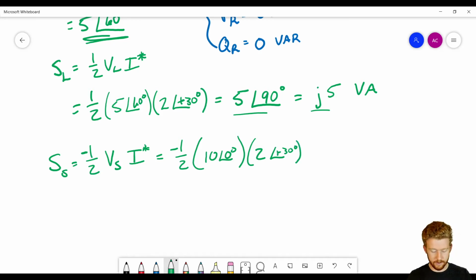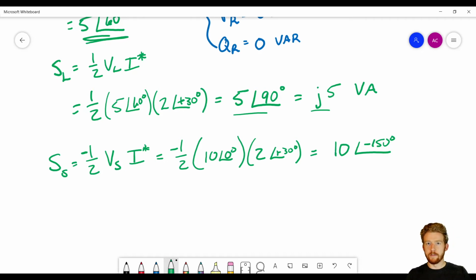So this is going to give us negative 0.5 times 10 with an angle of 0 degrees times 2 with an angle of plus 30 degrees. And this is going to give us, let me make sure, I want to get this in a different form. So I'm going to say this is negative 10 with an angle of 30 degrees. And the reason I wrote it like this, my calculator actually gave me 10 with an angle of negative 150 degrees. So positive 10 with an angle of 150 degrees.